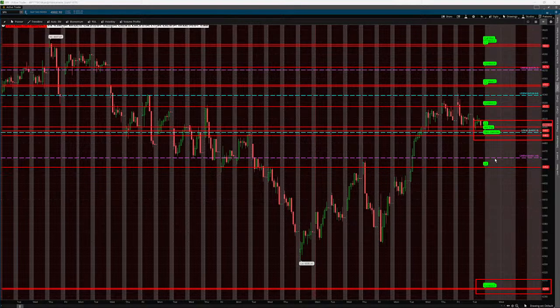And then the next level up, the key daily level, is the 4,600 call wall. That's the strike with a large net positive gamma, and it can be expected to act as resistance. But right now, the center of the universe for SPX is right around 4,500.